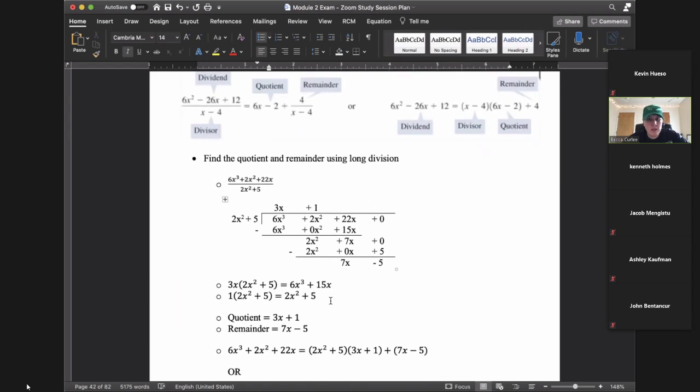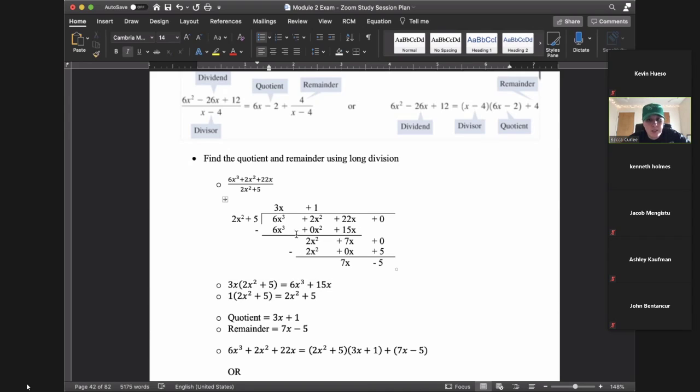Find the quotient and remainder using long division. So we've got 6x to the third plus 2x squared plus 22x plus 5. Something that I found is kind of helpful sometimes is writing in values, even if you don't have them. Like right here, we don't have an x squared value. So let's go ahead and try it. How many times does 2x squared go into 6x to the third? It goes in 3x times. So we're going to take 3x times 2x squared plus 5, which gives us 6x to the third plus 15x.